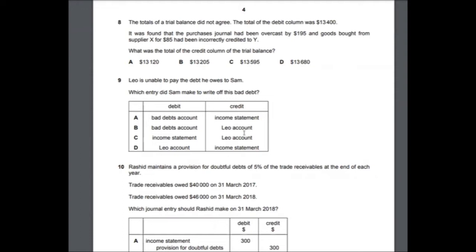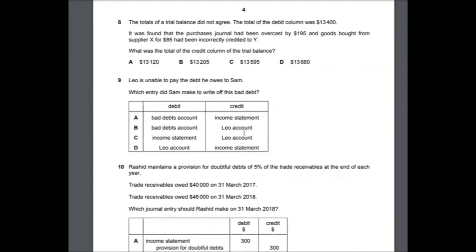Then multiple choice 9: Leo is unable to pay the debt he owes to Sam. So it's a classic bad debt entry. I have a video on that too, which is on provision or allowances. If that topic is specifically unclear to you, you can head to my basic financial accounting series, where you will be able to find videos on this topic as well. This should not take you more than a minute to solve in the exam if you have practiced enough.